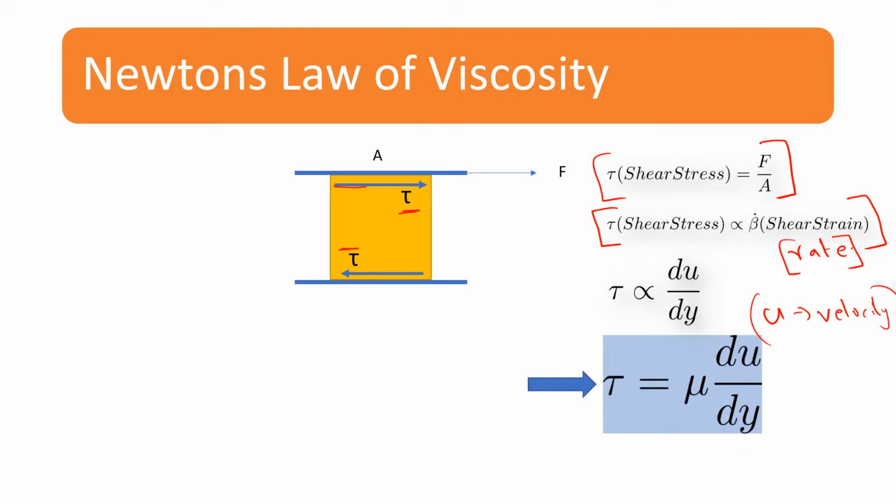So tau is equal to mu into du by dy, and this mu is called viscosity. The constant of proportionality is called the coefficient of viscosity or dynamic viscosity. We call mu the dynamic viscosity.